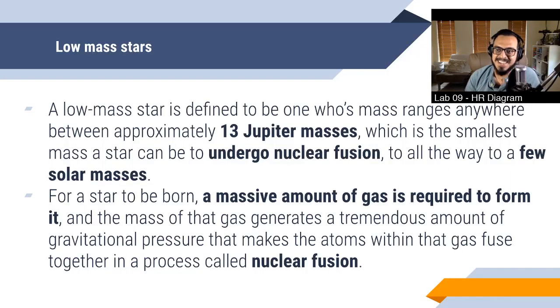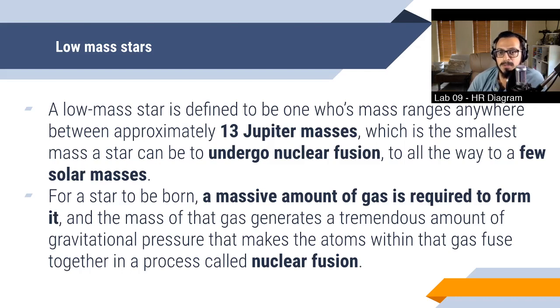Welcome back. So, low mass stars. A low mass star is identified or is defined to be one whose mass ranges anywhere between approximately 13 Jupiter masses, which is the smallest mass a star can be to undergo nuclear fusion, to all the way to a few solar masses. All right. So, this is an important number. A low mass star. 13 Jupiter masses is the smallest mass a star can be to undergo the nuclear fusion.